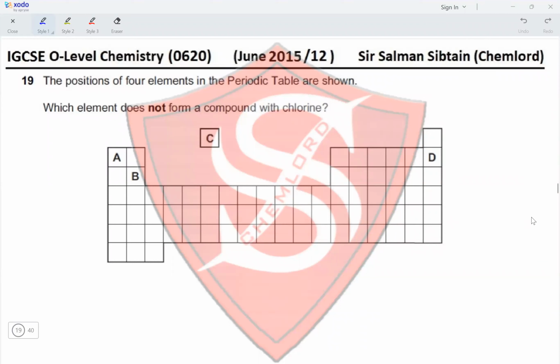Question 19. The positions of four elements in the periodic table are shown. Which element does not form a compound with chlorine? So A is lithium. It forms lithium chloride. B is magnesium. It forms magnesium chloride. C is hydrogen. It forms hydrogen chloride or hydrochloric acid. And D is neon. It is an unreactive noble gas and it will not form any compound with chlorine, making option D the correct option for this question.